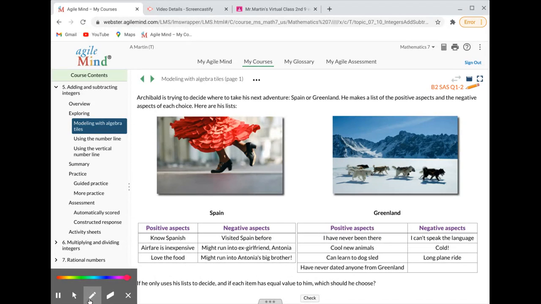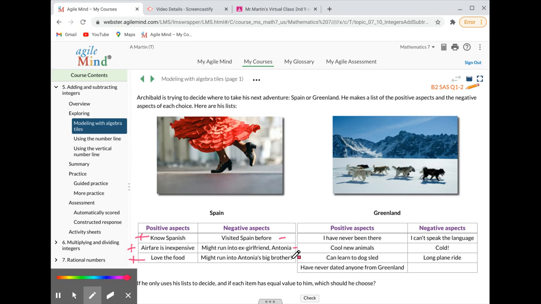Positive for Spain, no Spanish. Negative is visited Spain before. A positive is airfare is inexpensive. Negative is might run into ex-girlfriend Antonia. Positive is love the food. Negative is might run into Antonia's big brother.